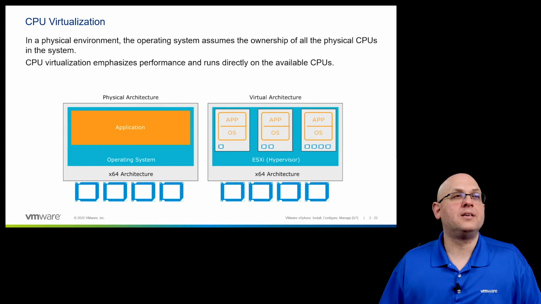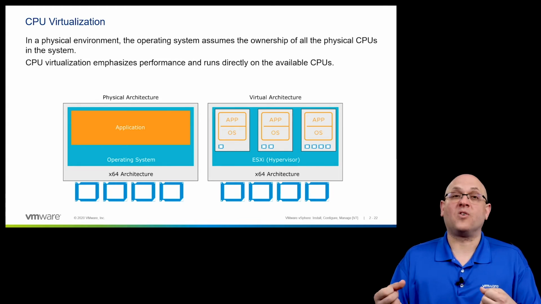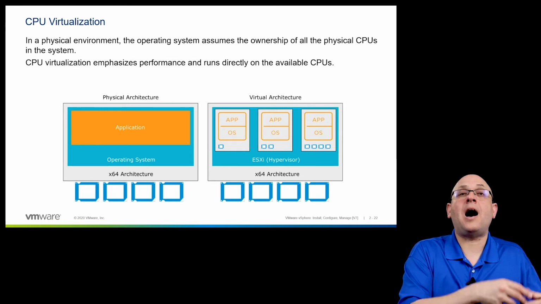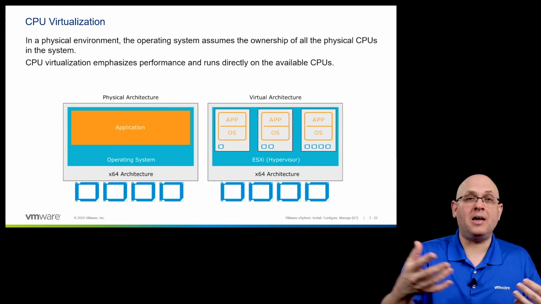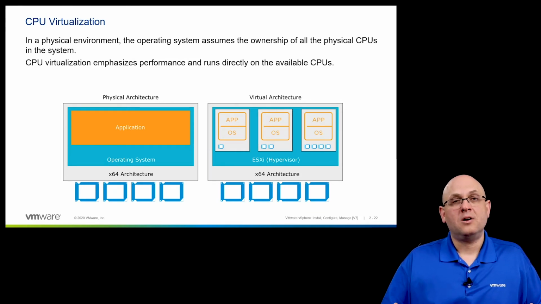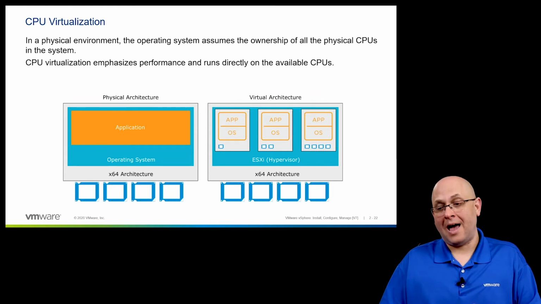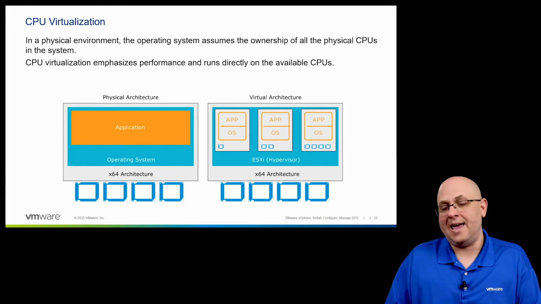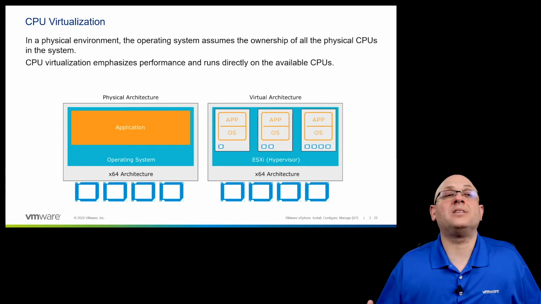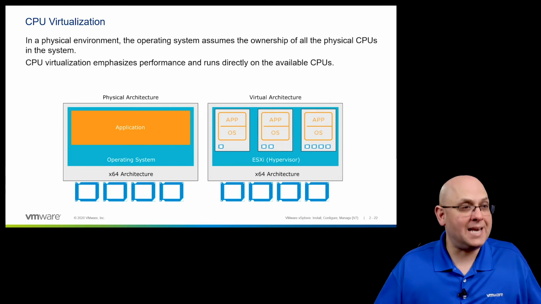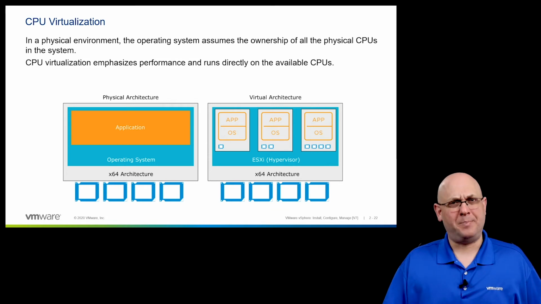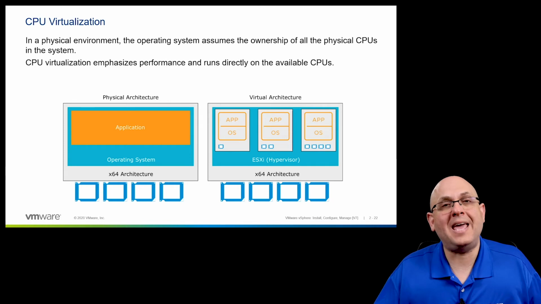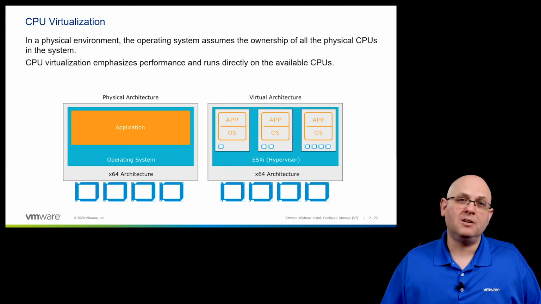Sometimes we'll call this a ratio of over-allocation. How many virtual CPUs can I establish and run in my environment for every physical core? How many virtual CPUs per physical core can I have? Well, the answer to that is, like most answers at VMware, well, it depends. It depends on the requirements of the applications running in the virtual machine.